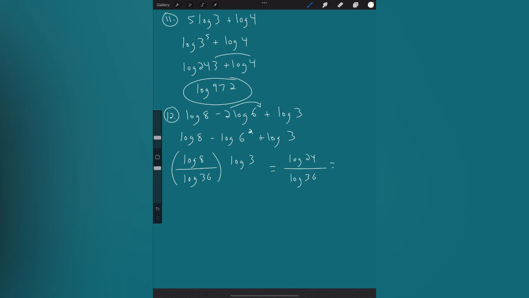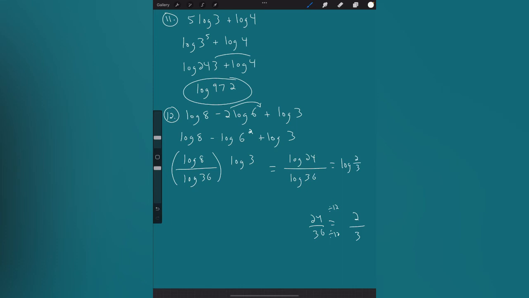I can reduce this down because it's a fraction. If I have 24 over 36 as a fraction, I can divide the top and the bottom by 12, which makes it into its simplest form. 24 divided by 12 is 2, and 36 divided by 12 is 3. So that gives me 2/3. Really that condenses it down to log of 2/3.